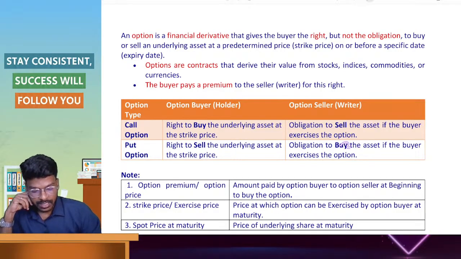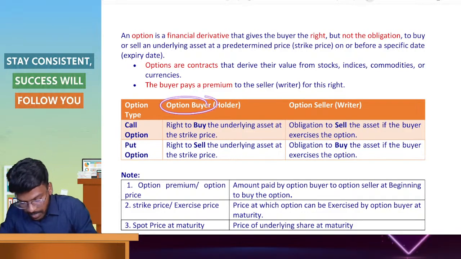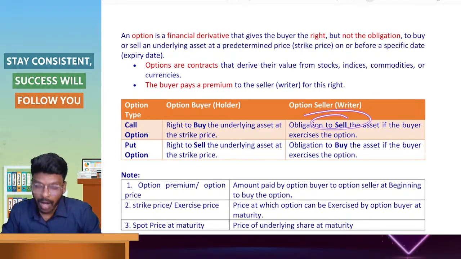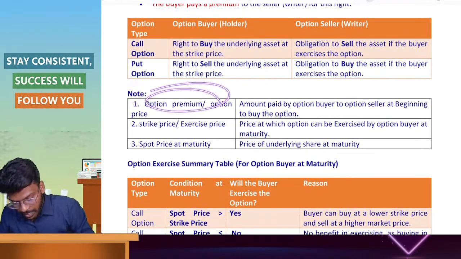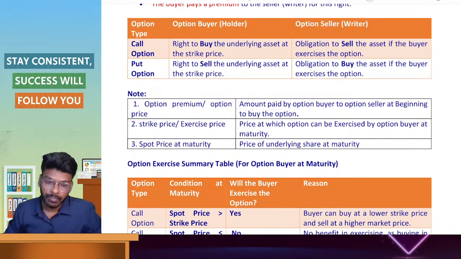Option seller means, actually பார்த்தோம்னா buy பண்றது buyer னு பார்த்தோம்னா இவர் தான் buy பண்றாரு. Who has the right is a buyer, who has the obligation is a seller. Okay, next note, option premium and option price. That is nothing but amount paid by option buyer to option seller at the beginning.